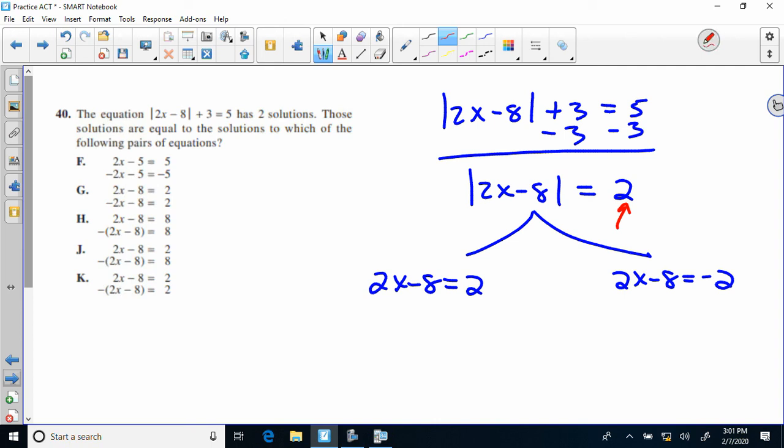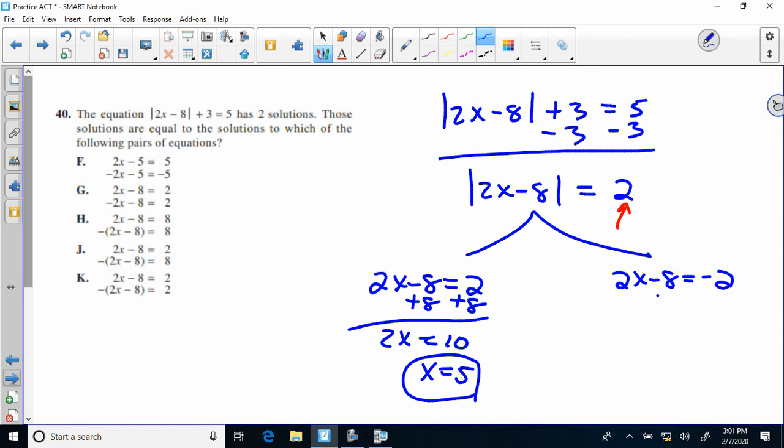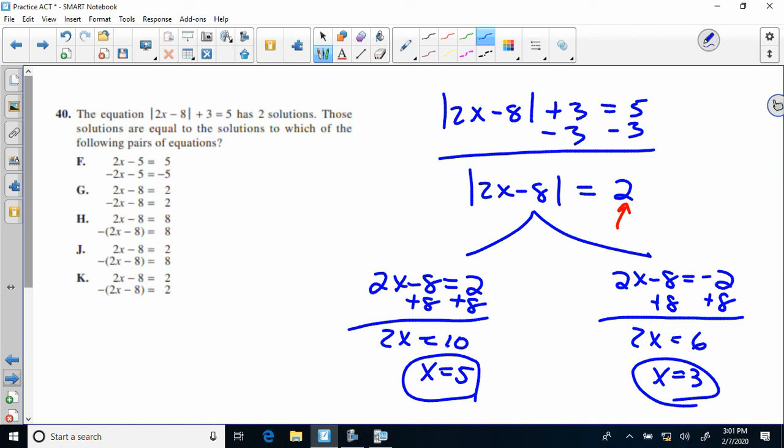Once I do that, the absolute values go away. That's why there's no absolute values drawn there. And I just solve it. I'm going to add 8 to this side, and that gives me 2x = 10, or x = 5. Then I add 8 to this side over here, which gives me 2x = 6, and x = 3. Those are my 2 solutions. It told you it had 2 solutions, and I found them. Then it said those solutions are equal to the solutions to which of the following pairs of equations.